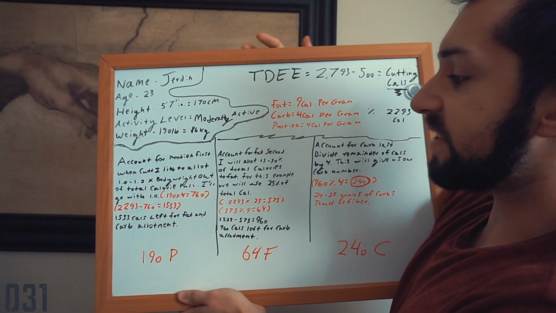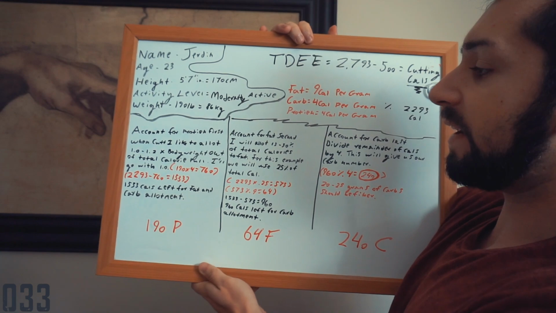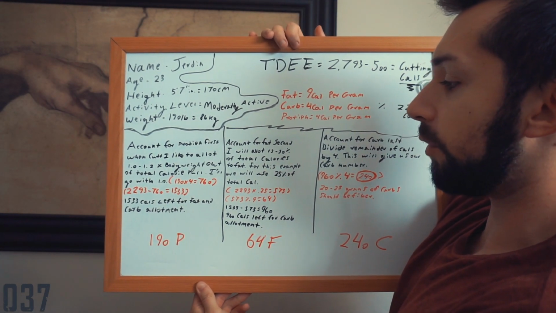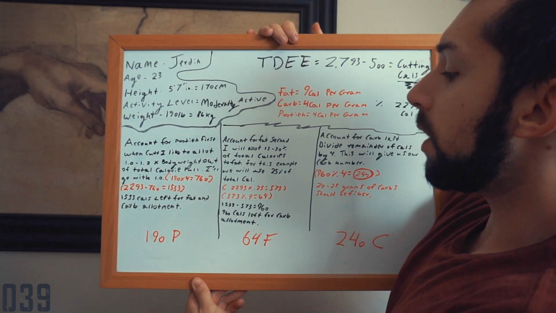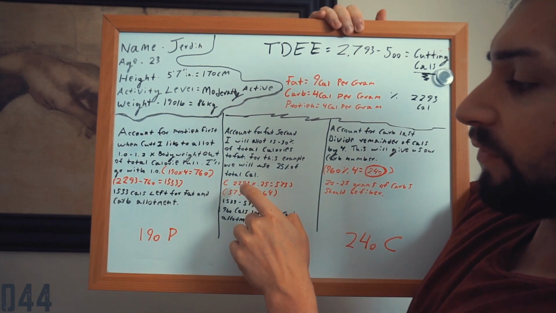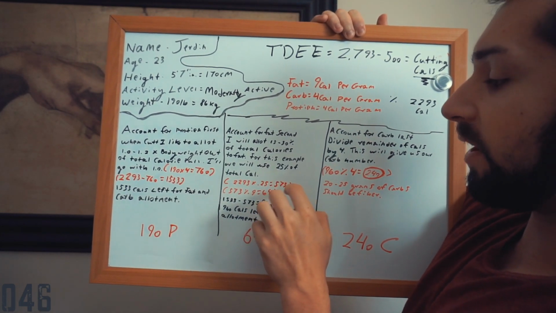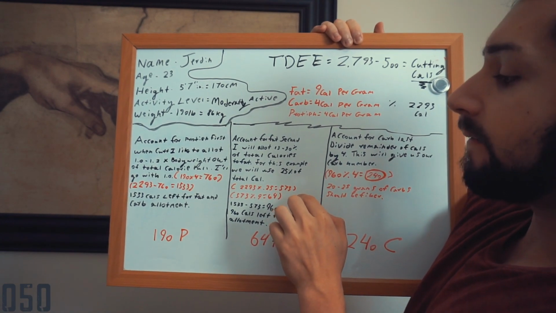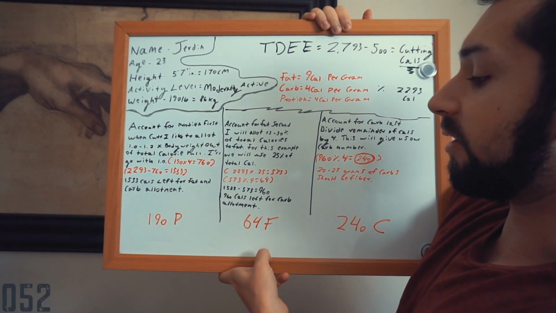Alright guys, the second macronutrient we want to calculate and account for is fat. So I will allot around 15 to 30% of total calories from fat. For this example, we will be using 25% of total calories. Total calories are 2,293 times 0.25. That's going to give us 573 calories from fat, which is going to give us 64 grams of fat.